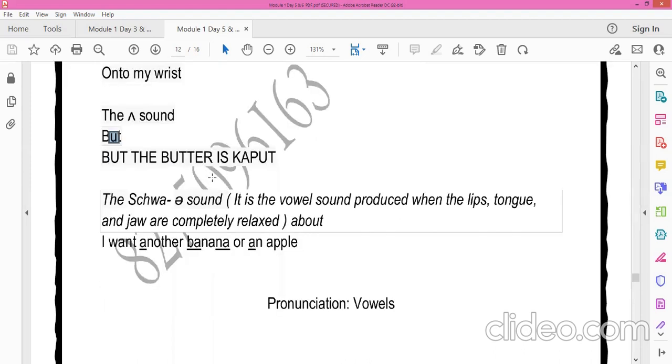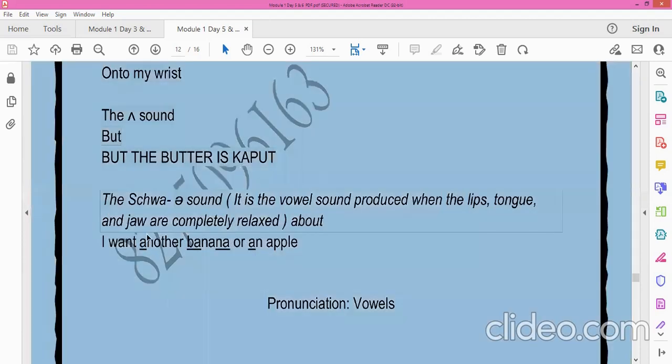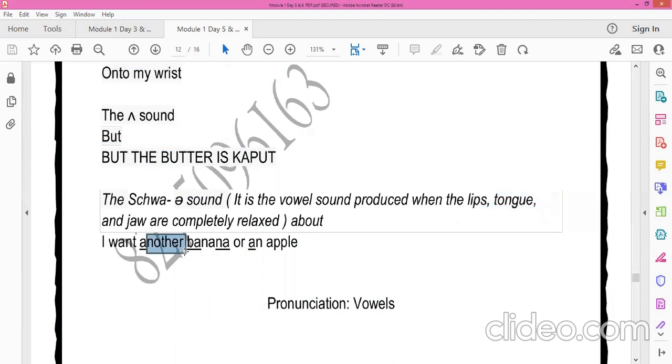And what about the schwa sound? So schwa sound means what? It's a lazy sound. Why is it a lazy sound? Because your tongue, lips, and jaw are not going to do anything. Got it. And in case you drop these letters, nothing will happen. Like I want another. See, I want another. You can understand it. Banana. Banana. Or that we don't have your schwa sound, but here N. See, N. Nothing will happen. Apple. So schwa sound means what? Schwa means it's a very weak sound, when your lips, tongue, and jaw are completely relaxed.